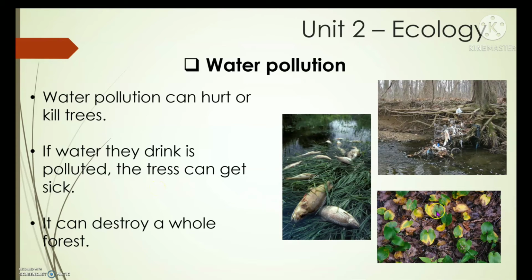As we can see in this picture, the tree is dying because it's getting water that is not clean. Okay? So the trees are dying. It can destroy a whole forest. As you can see, the whole forest has many living things, not only trees, but other animals too. So they will die as well.